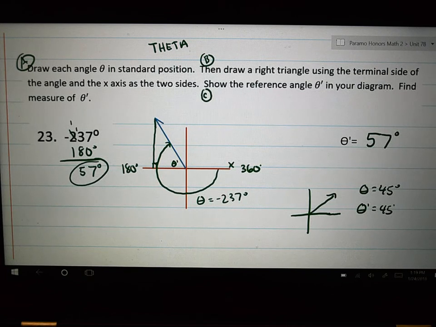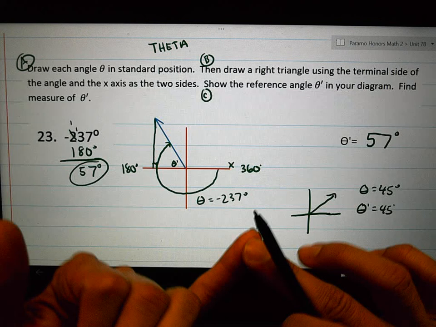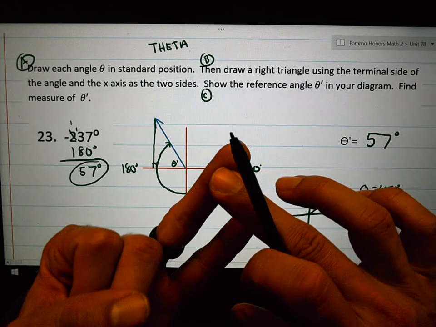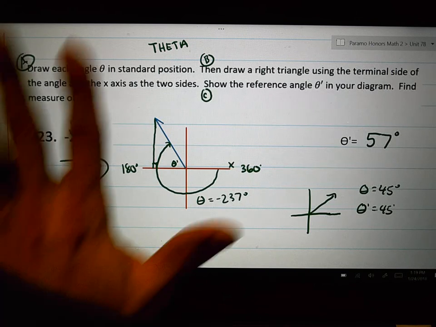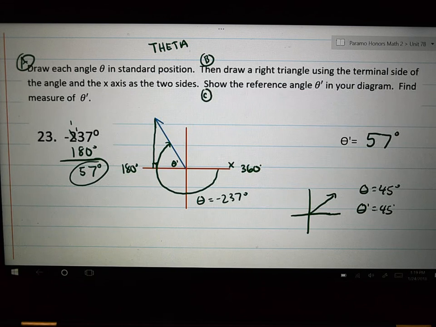But the theta primes will always be positive and they will always be acute or less than 90 degrees. So with that being said, I think this is enough information for you to be able to do the worksheet. We are going to end our notes right there. You have some time to do your work, and then I will catch you in the next video.